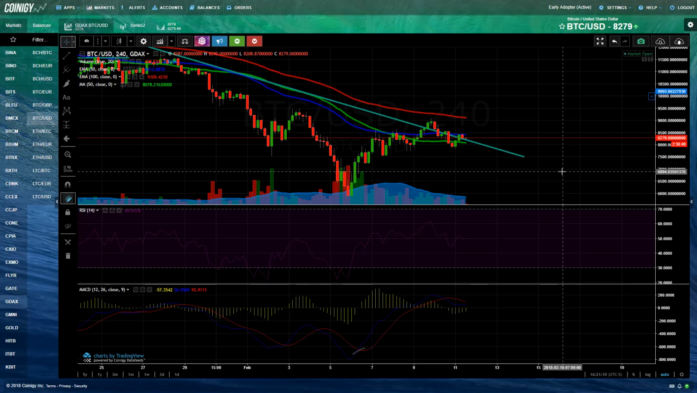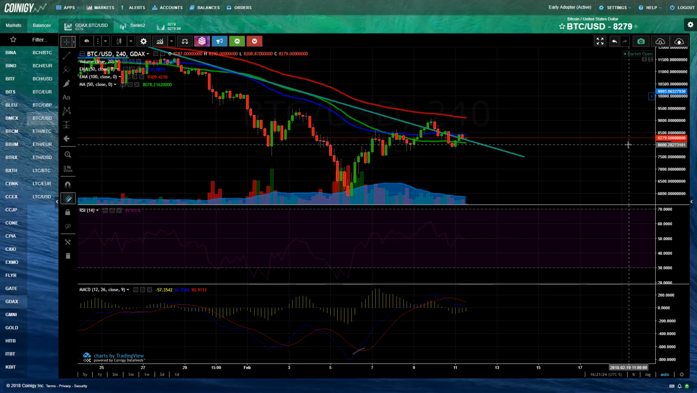So I want to do an update here on Bitcoin, where it is sitting right now, and I also wanted to share with you a little bit about MACD and a little bit more about RSI, hopefully, because I know a lot of you have really asked about indicators. So I wanted to share a little bit.